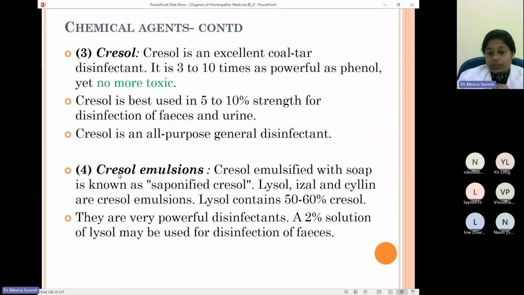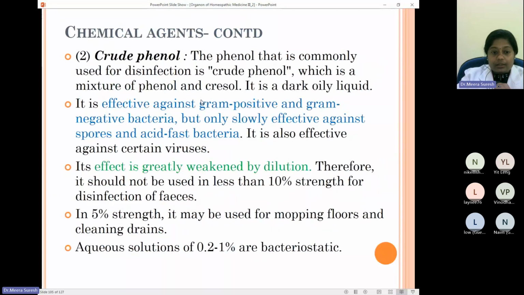So here the cresol emulsion, when it is mixed with soap, then a 2% solution is enough. But in cresol proper, when used for the disinfection of feces, it was 5 to 10% strength. And the other one, the crude phenol, for the feces, it was 10% that was required. You understand the difference of the strength that is to be used.